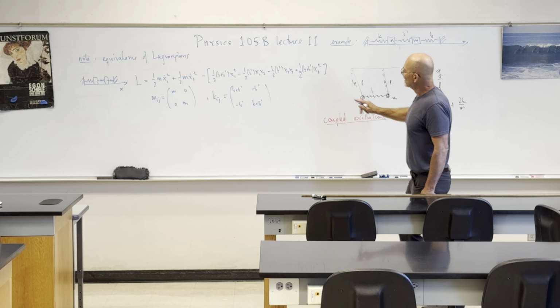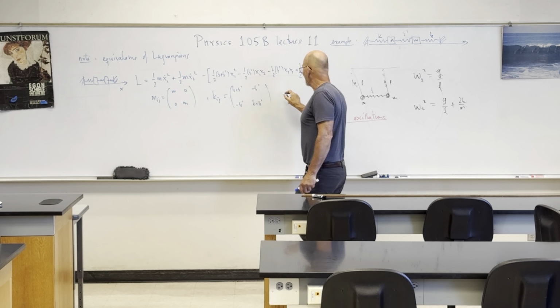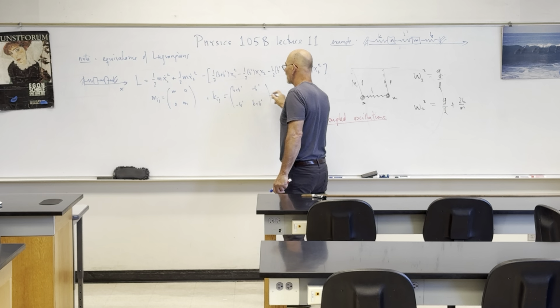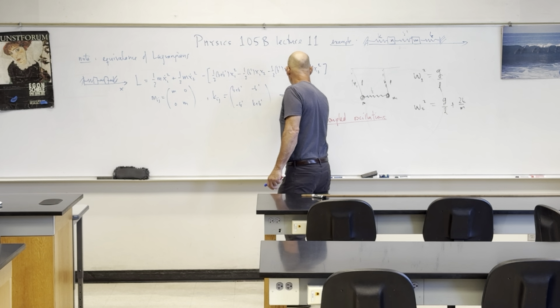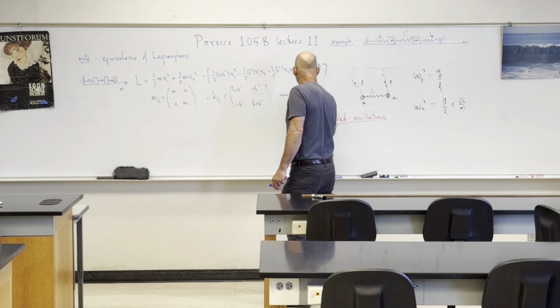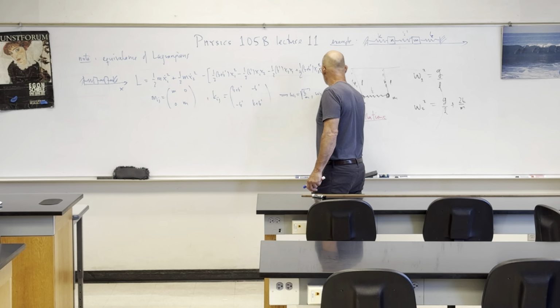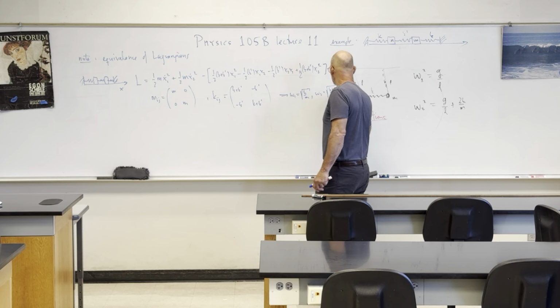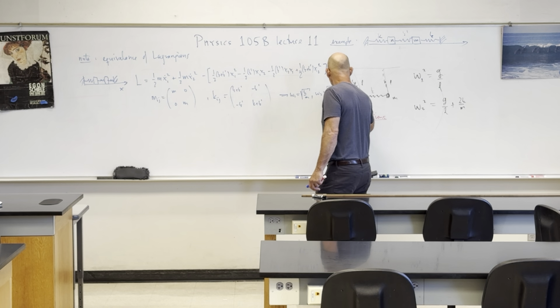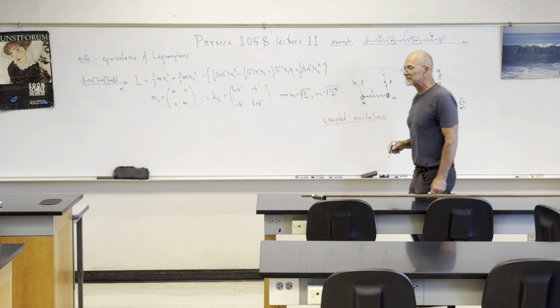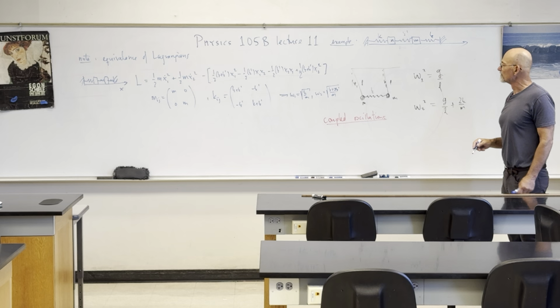Okay, so we had done this one, and actually, let's go ahead and I want to have this all on one board. So we had omega 1 was root K over M. Omega 2 was root K plus K prime over M. Sorry, K plus 2K prime, right? Over M. Good.